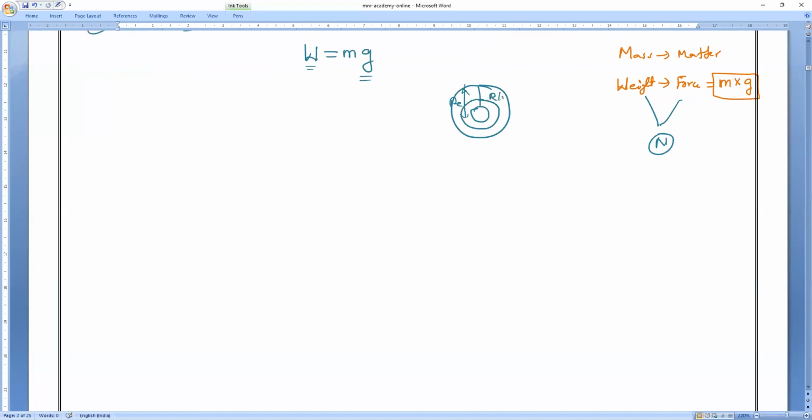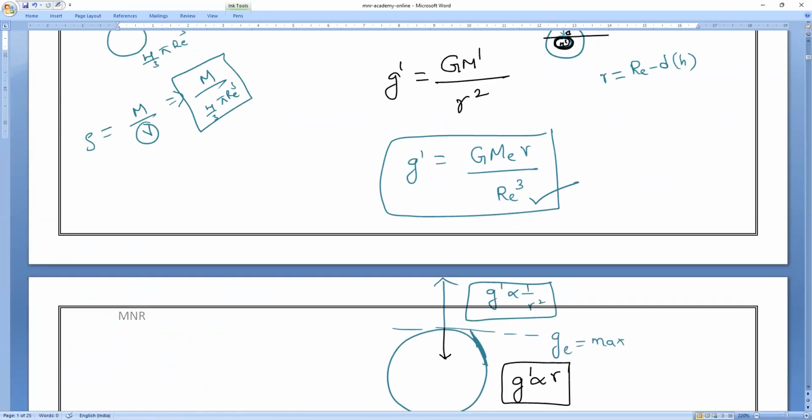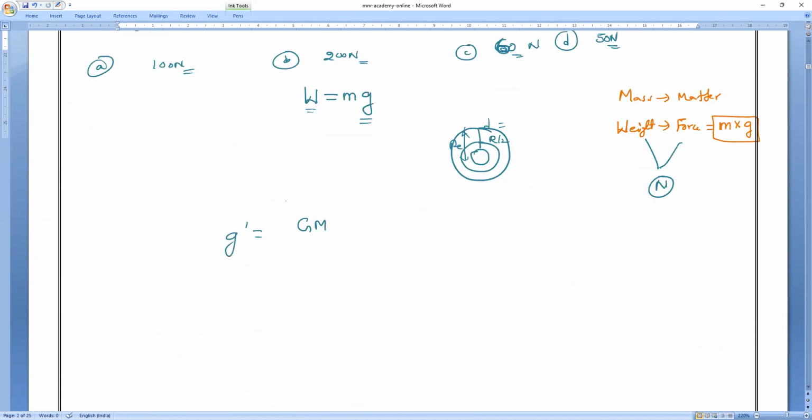R by 2 depth event. So D is equal to R by 2. Now we all know that when going down, what is the formula for G dash? Just now we have studied it. Going down, depth means the formula is G into M into R divided by R cube.